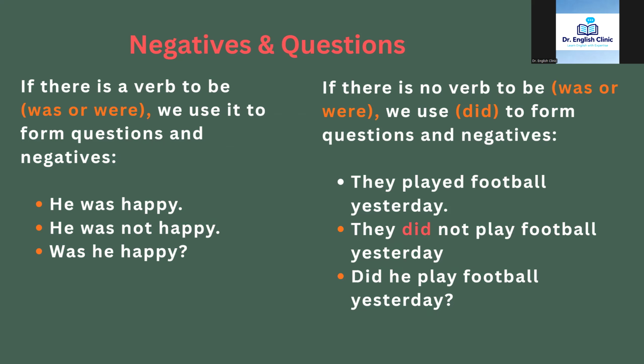Okay. If there is no was or were in the sentence, and the sentence is in the simple past, in this case, we use did to make questions and negatives. Like they played football yesterday. Here we don't have was or were, and the verb is in the simple past. So we use did. They didn't play football yesterday. Pay attention here. We use did, the verb goes back to the zero form without adding anything to the verb. Okay. So we say they didn't play. You cannot say they didn't played. It's wrong to use the past after did.